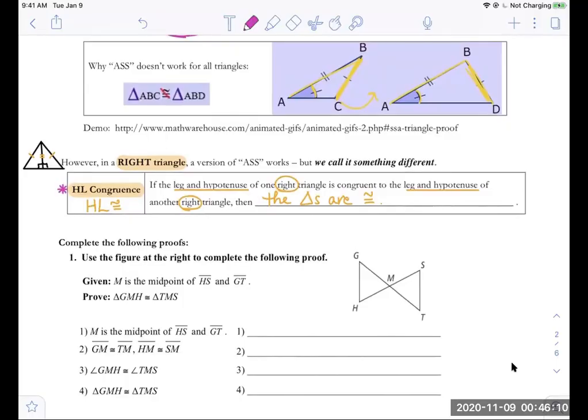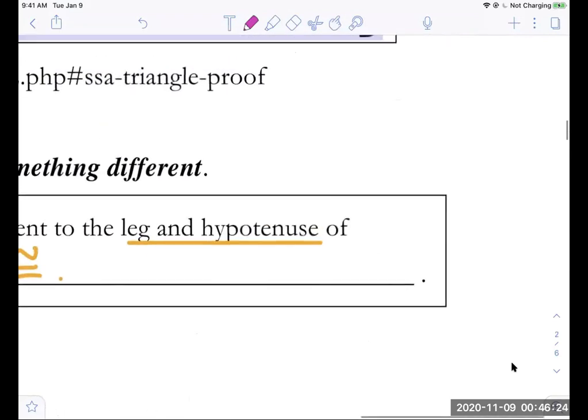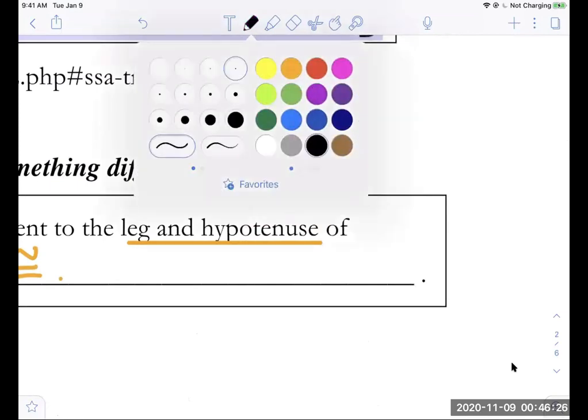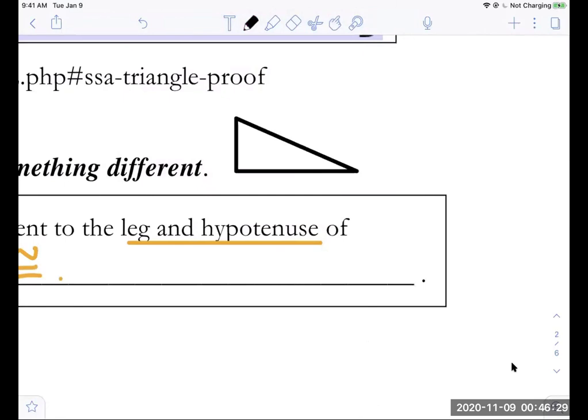The only exception to angle, side, side is when you have right triangles. We don't call it angle, side, side. We call it something else. If you have two right triangles, and we know one pair of congruent legs, and then the hypotenuse lengths are congruent, that makes the triangles congruent.